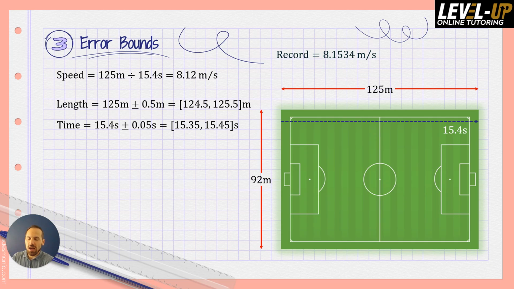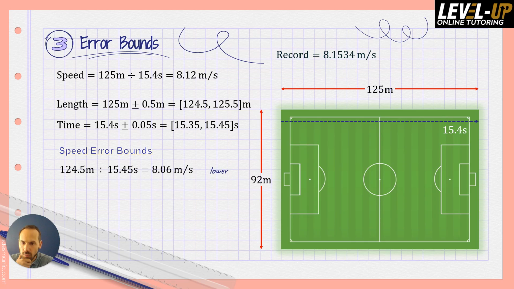And our time has been measured to the nearest decimal place, one decimal place. So we're off by plus or minus 0.05 seconds, or you can see it as the error bound, whichever one makes the most sense to you. You draw it as a little error bound with the brackets, or with the little plus or minus sign there. You can see anything between 15.35 up to 15.45 would round to 15.4. So those are our error bounds.